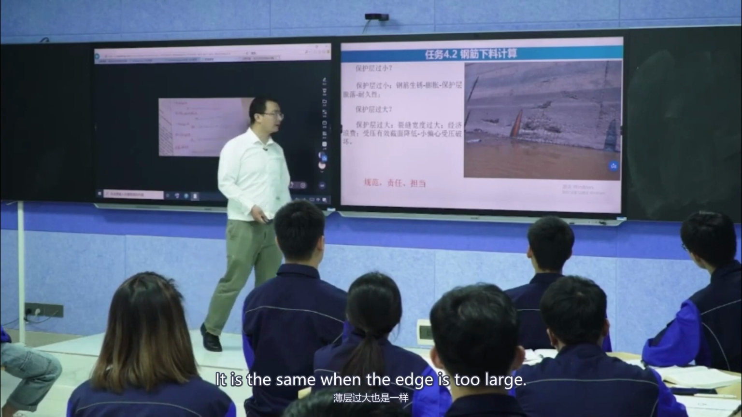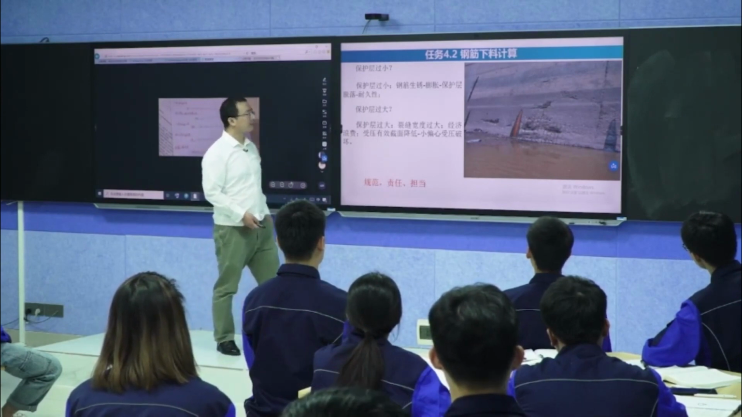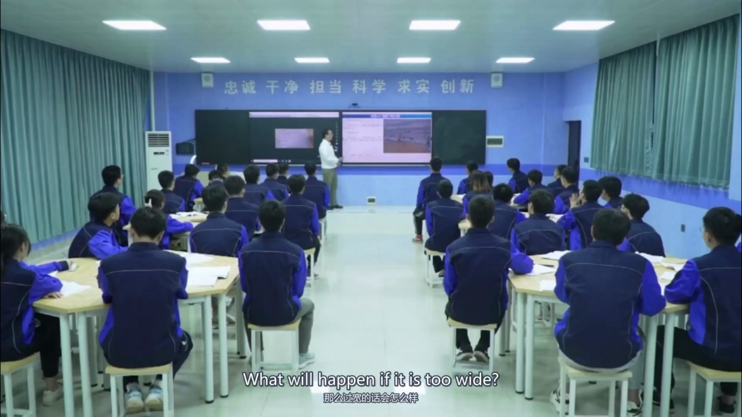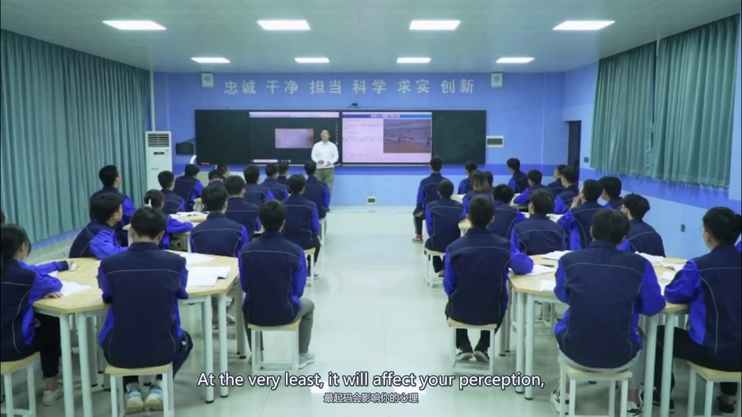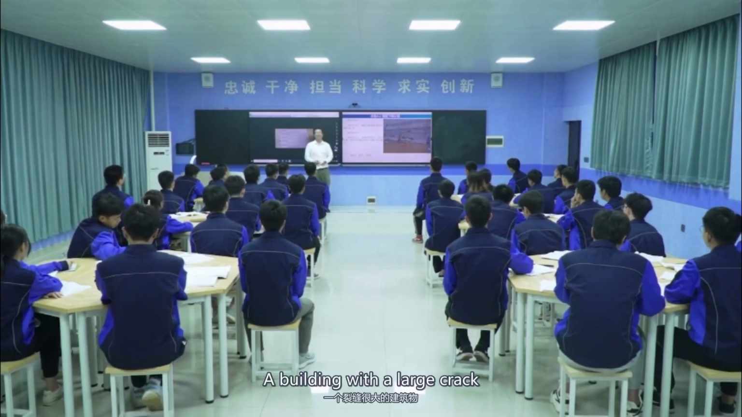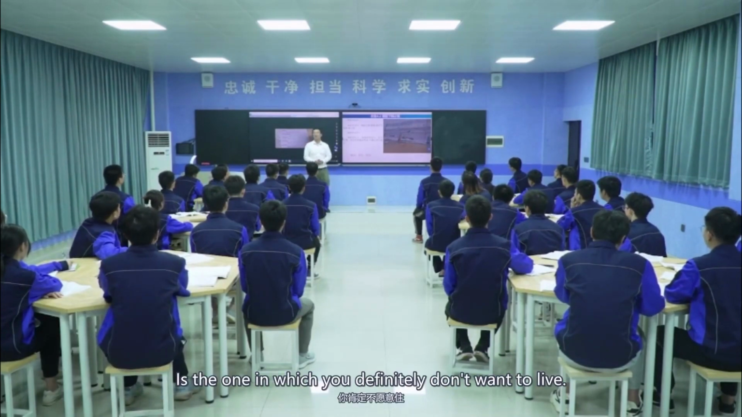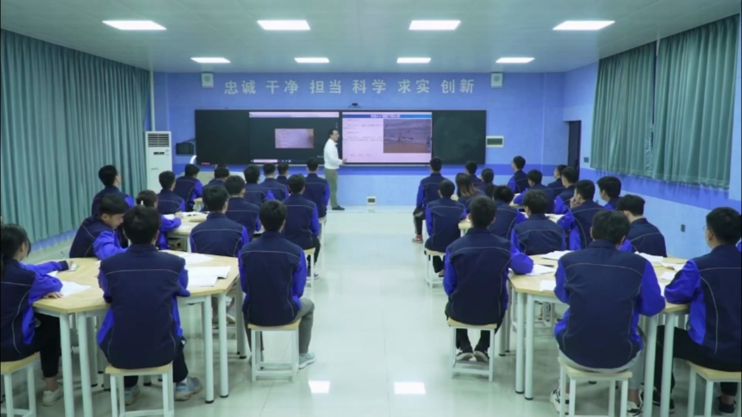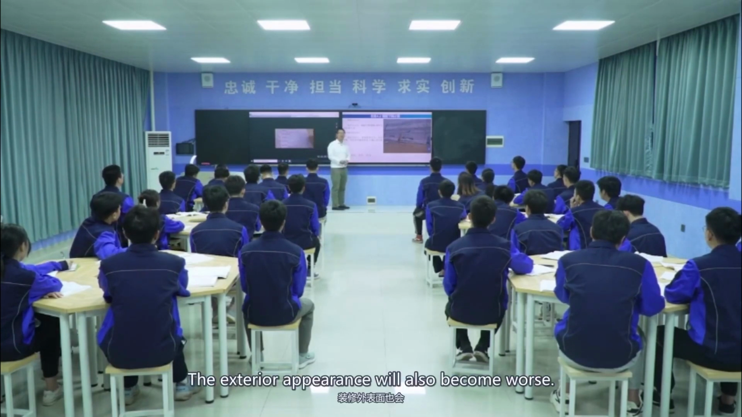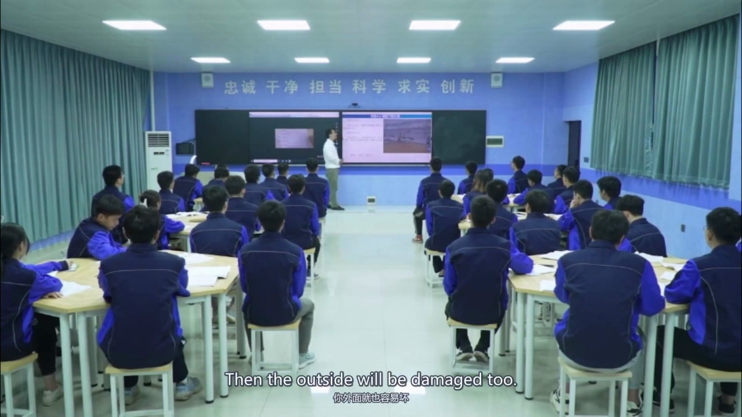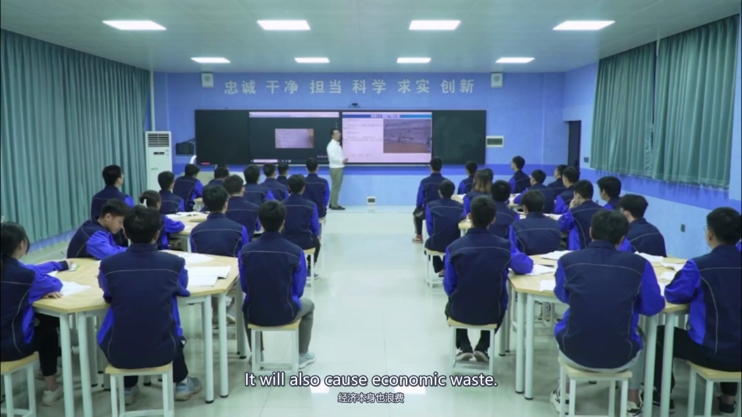It is the same when the layer is too large. It will cause the crack to become too wide. What will happen if it is too wide? At the very least, it will affect your perception. A building with a large crack is one in which you definitely don't want to live. It will affect its safe use and affect our renovation, etc. The exterior appearance will also become worse. If the crack is too large, it will also crack inside. Then the outside will be damaged too. It will also cause economic waste.